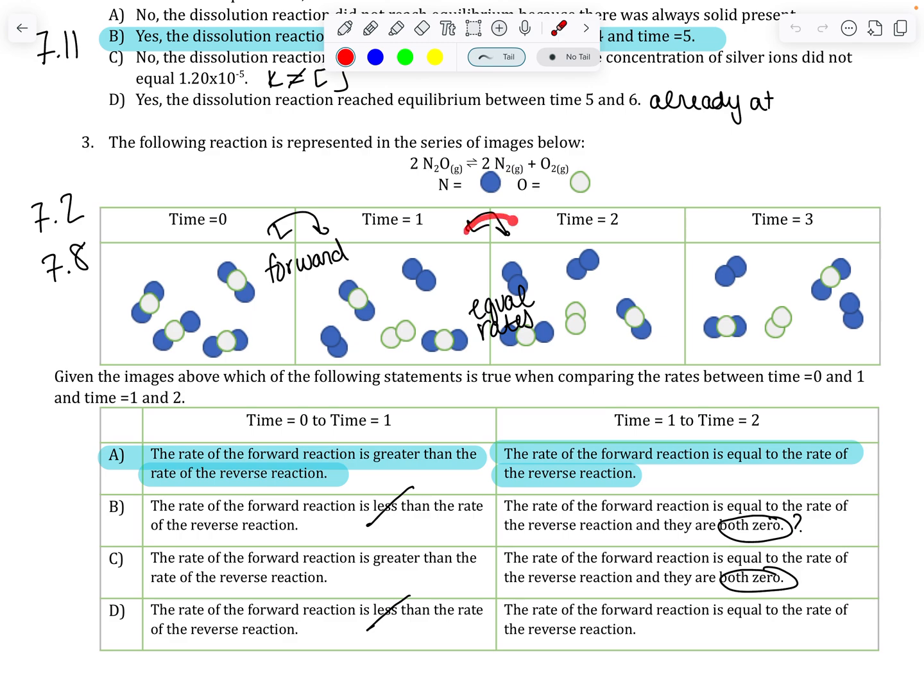And then from time 1 to time 2, we hit equilibrium if you count across, so we should be at equal rates at that point. So A says the rate of the forward reaction is greater than the rate of the reverse. That's right. And then from time 1 to time 2, the rate of the forward is equal to the rate of the reverse because we hit equilibrium. Whereas in C, it says they're both 0, which doesn't make any sense. So A is the correct answer.